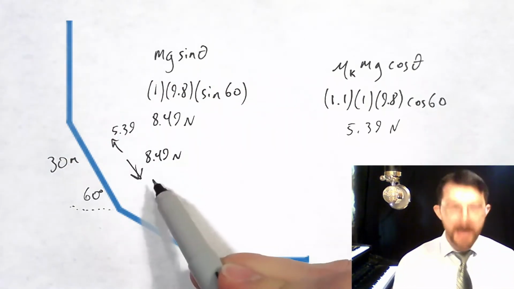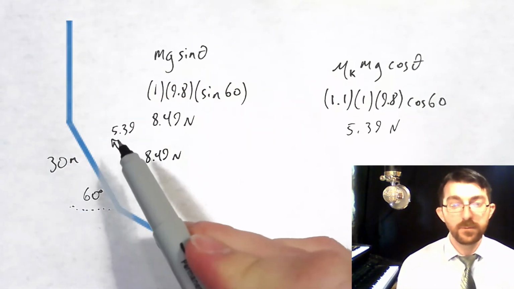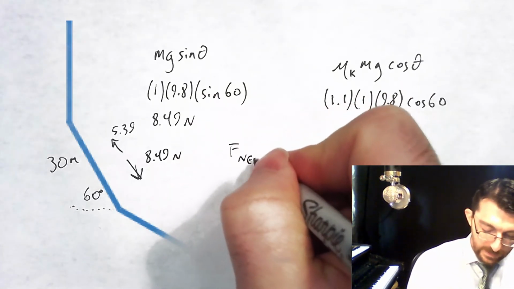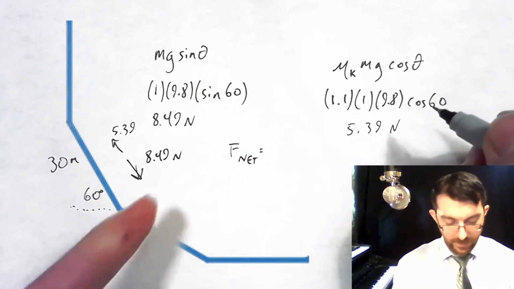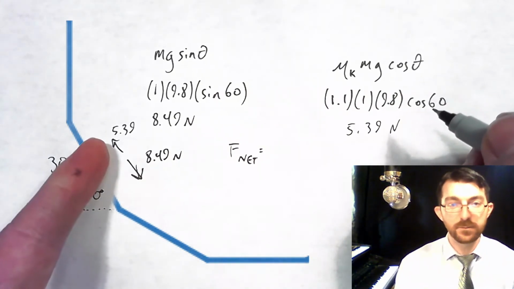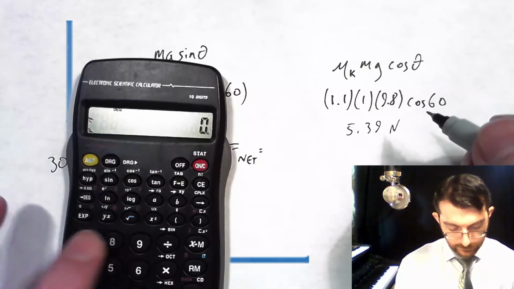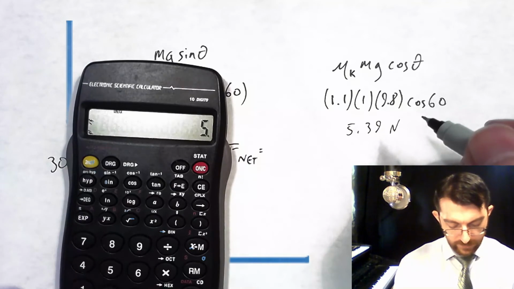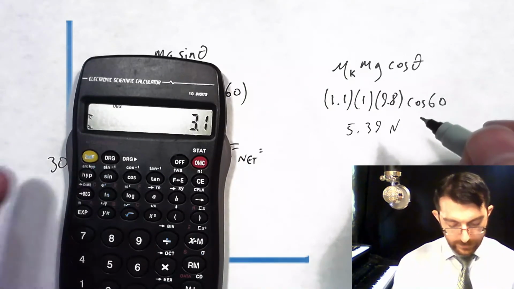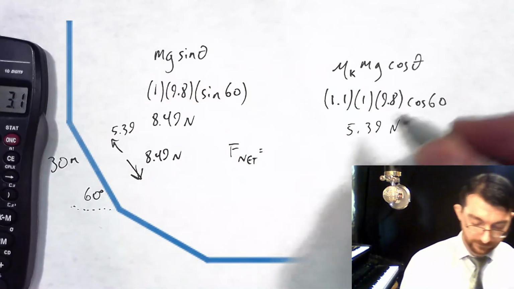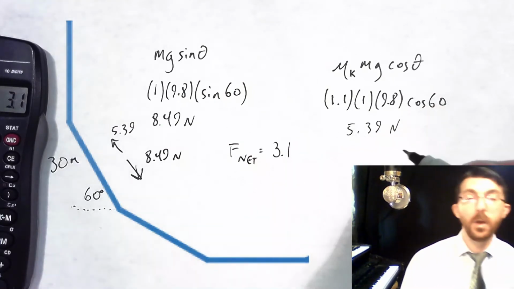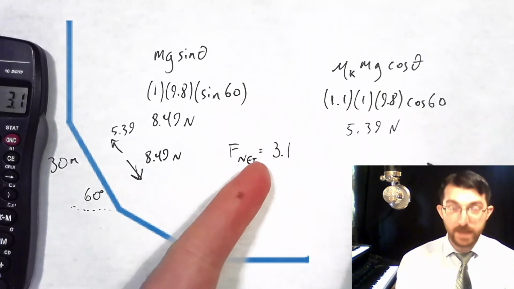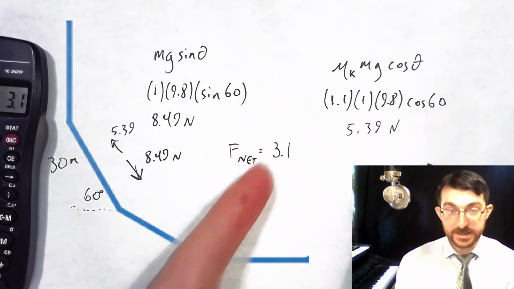So we've got 8.49 pulling it down, 5.39 pushing it back up. That means that we have a net force of 8.49 minus 5.39, 3.1. Once again, happily, because the mass is 1, that force is just the same as the acceleration.